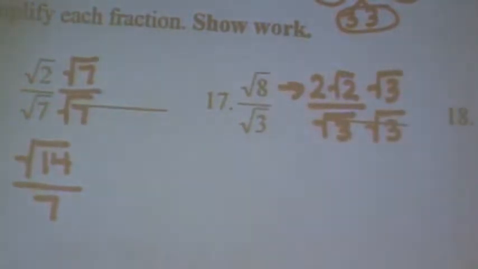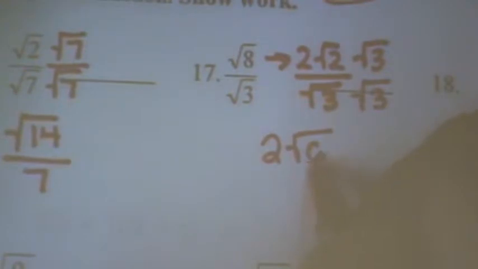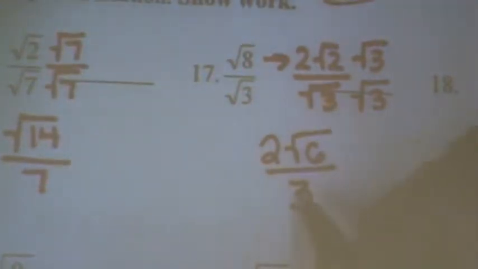And then in the bottom, we have square root of 3. What's wrong with this problem right now? We need to get rid of that square root of 3. So we need another root 3, as long as I give it to the top, a square root of 3. So your numerator ends up being 2 root 6 over 3.